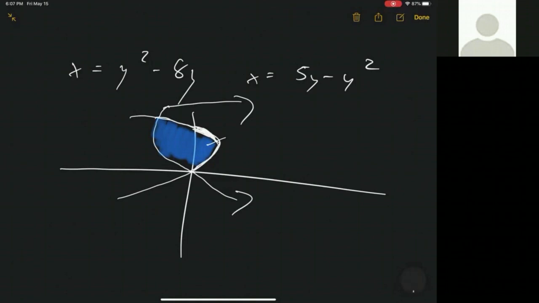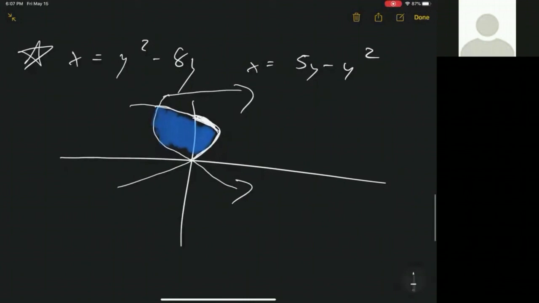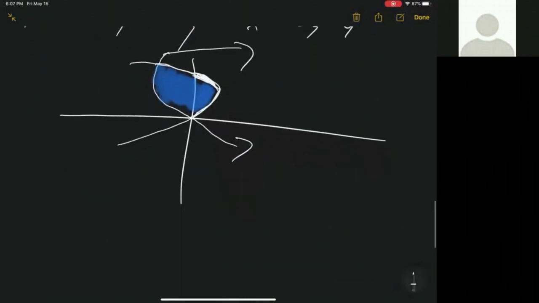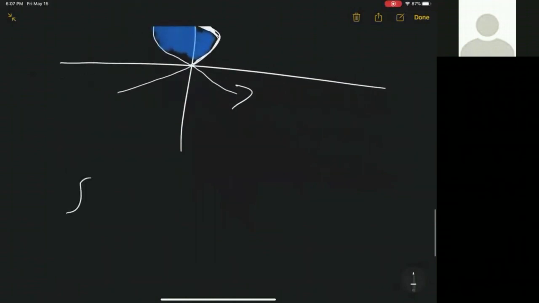The way we deal with this is, instead of doing top curve minus bottom curve, we do right curve minus left curve, okay? And that's usually what we're going to do when we have these x's as a function of y. So how do I set this problem up? My integral needs to be in terms of y. So instead of having dx here, I'm going to have dy, and I need to do right curve minus left instead of top minus bottom.